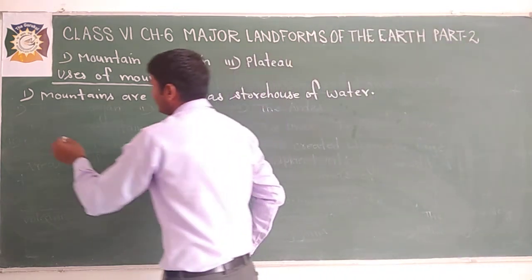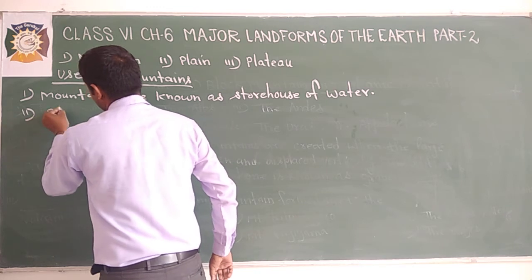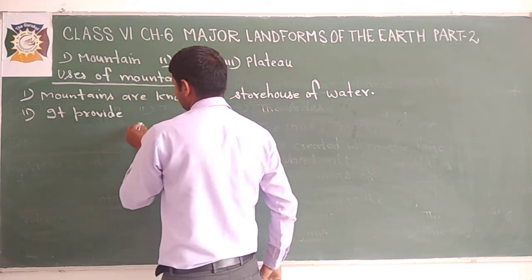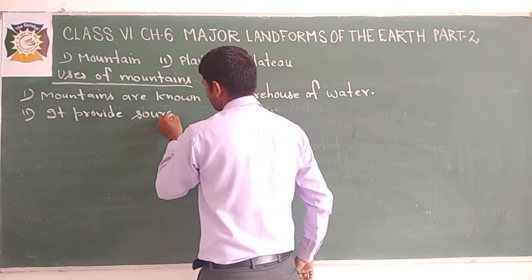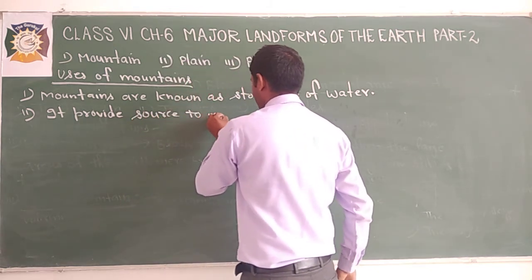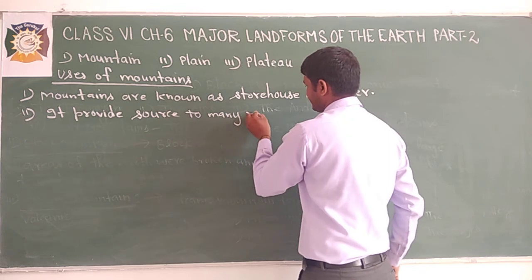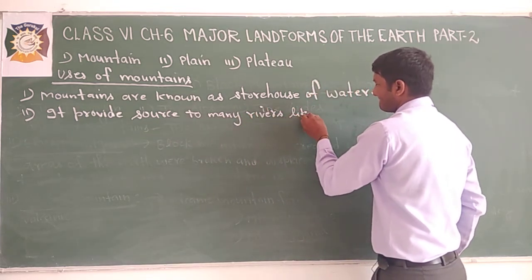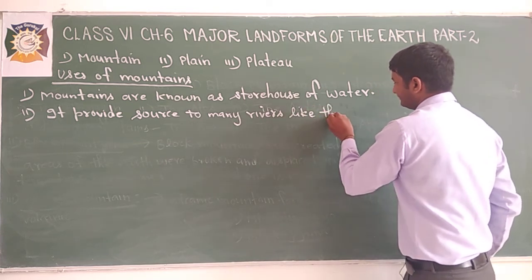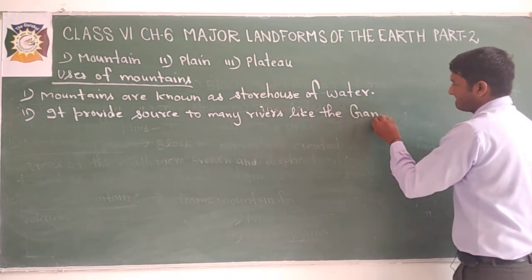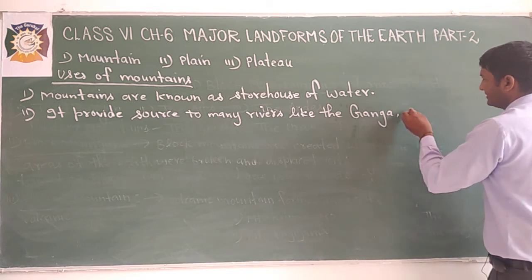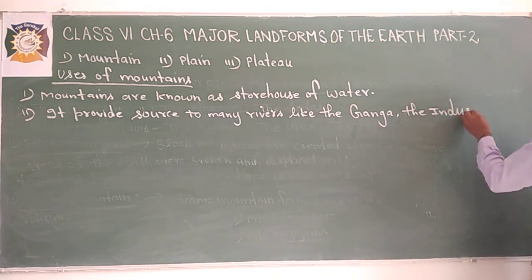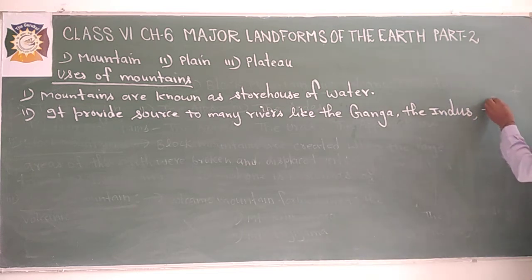It means it provides the source to many rivers like the Ganga, the Indus, and the Brahmaputra.